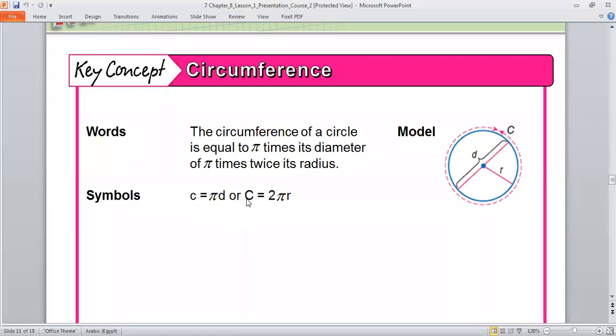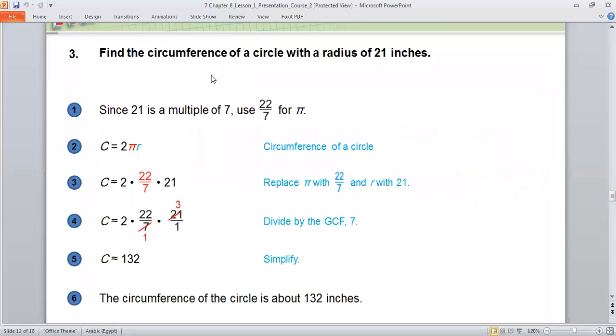The circumference is equal to π times D, or 2 times π times R. Again, the circumference is equal to what, grade 7? π times D or 2 times π times R, okay? These are the two rules, you must keep them in your mind.